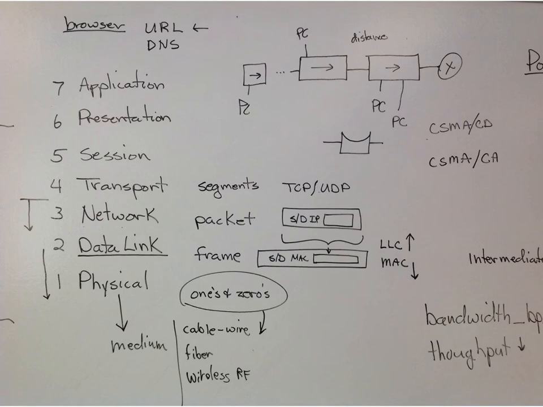So we start off, again, talking about a browser. You have a URL. DNS finds an IP address for that. And we'll talk a little bit about then coming down through the layers.